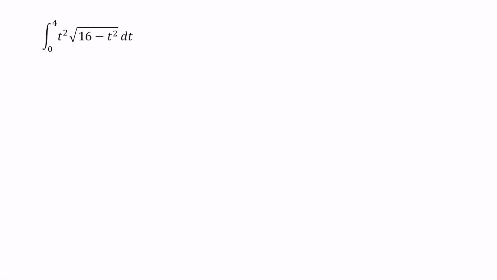Welcome. In this video, we'll be integrating, that is, evaluating the definite integral of t squared times the square root of 16 minus t squared dt, from 0 to 4. We're going to do this using a trigonometric substitution. This one is of the form a squared minus x squared inside the radical, and in this case, a is equal to 4, since 4 squared is equal to 16, which is what we have here.